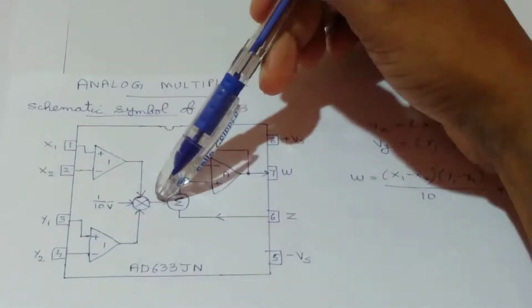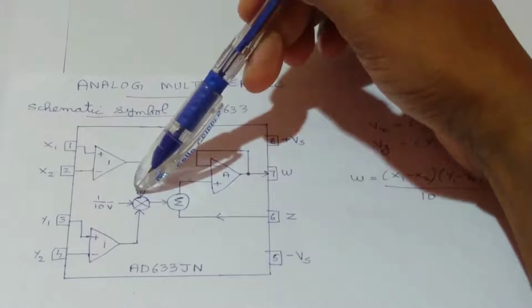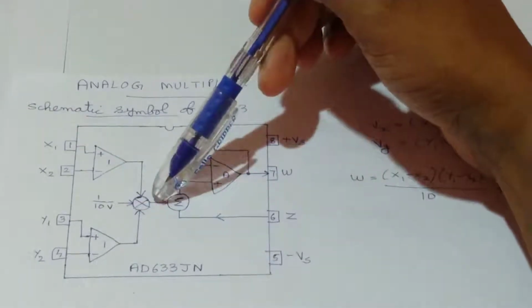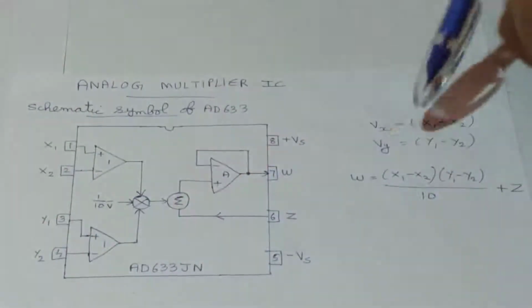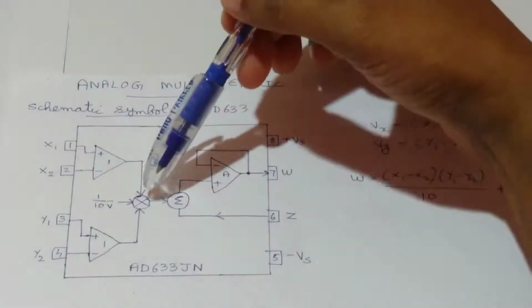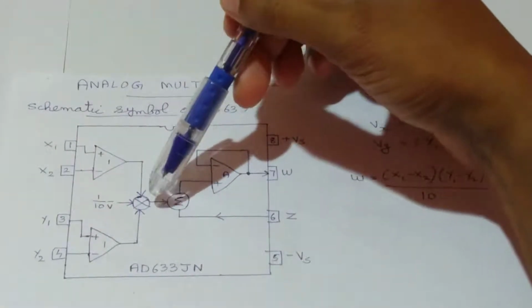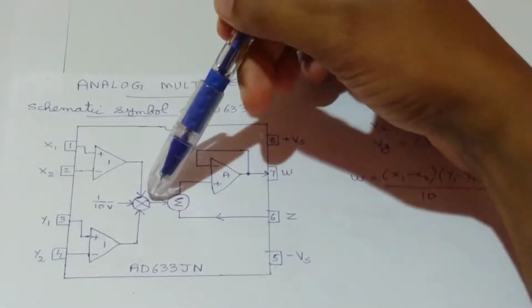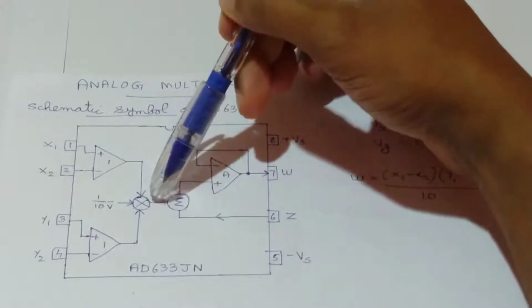So at the output of this multiplier junction we will get (X1 minus X2) times (Y1 minus Y2) divided by 10 volt. This X1 minus X2 is Vx, and this Y1 minus Y2 is Vy. Hence at the output of this multiplier junction we will get Vx times Vy divided by 10, where 1/10 is our scaling factor K. So here we are getting K times Vx Vy.